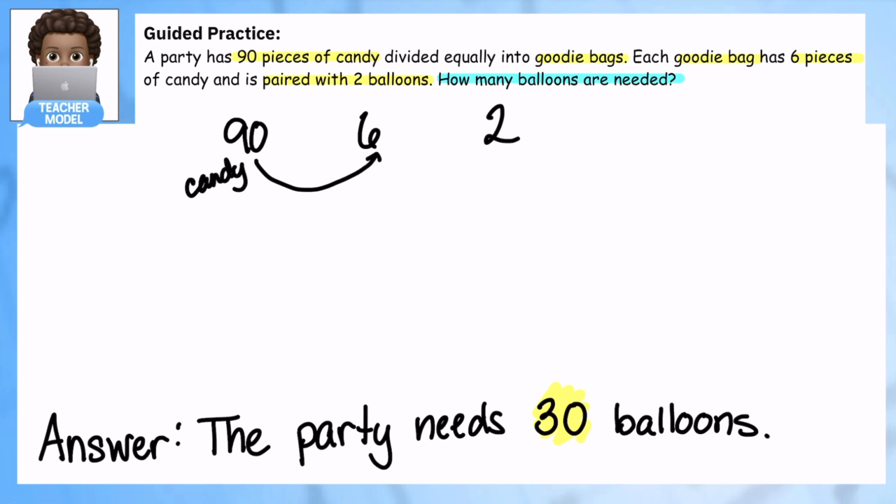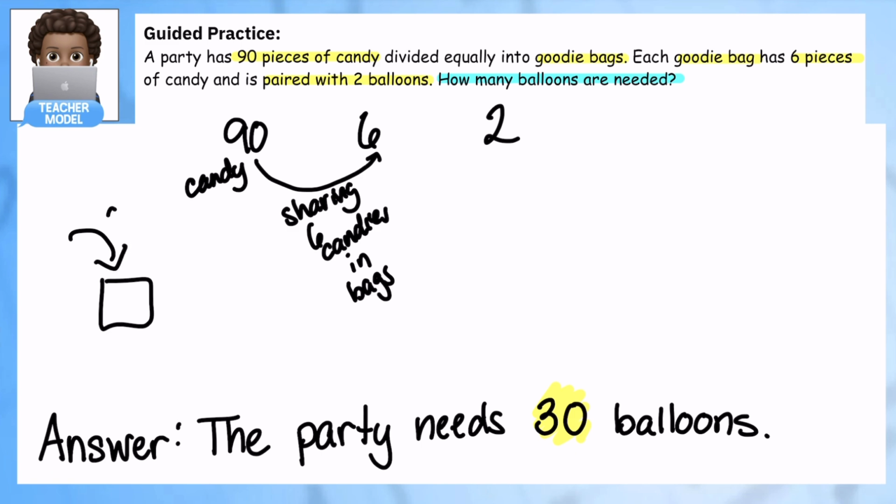And remember, he's sharing 6 candies into bags. So he's repeatedly taking some candy, putting 6 in a bag, taking 6 more pieces of candy and putting them in a bag, and he's doing this again and again until he runs out of candy.